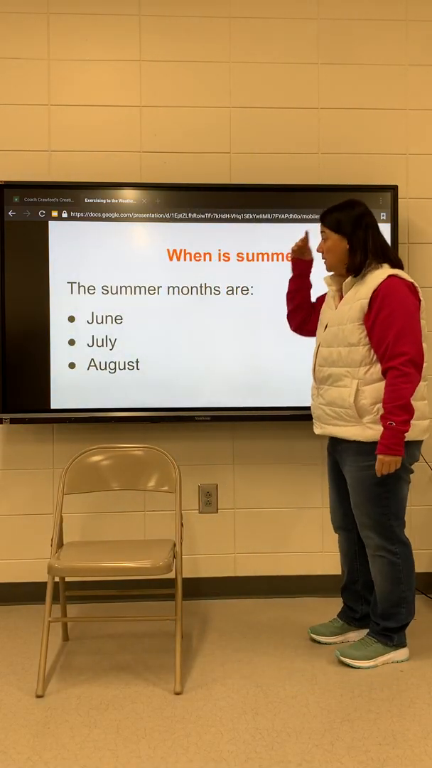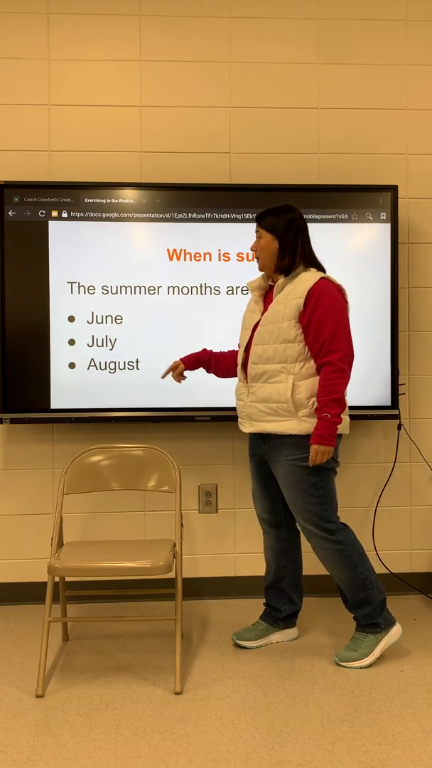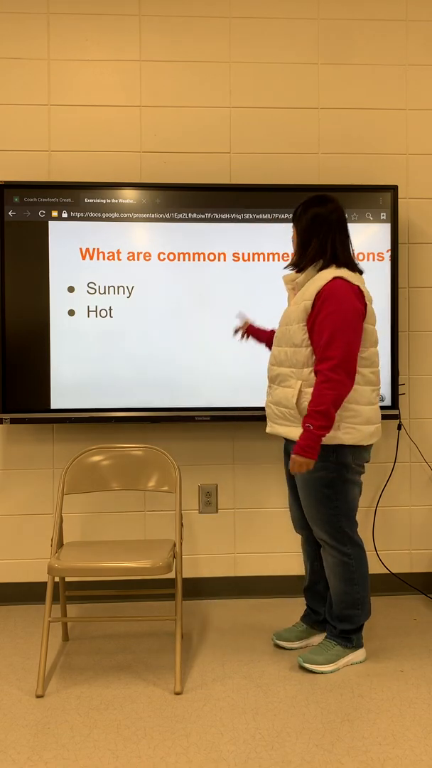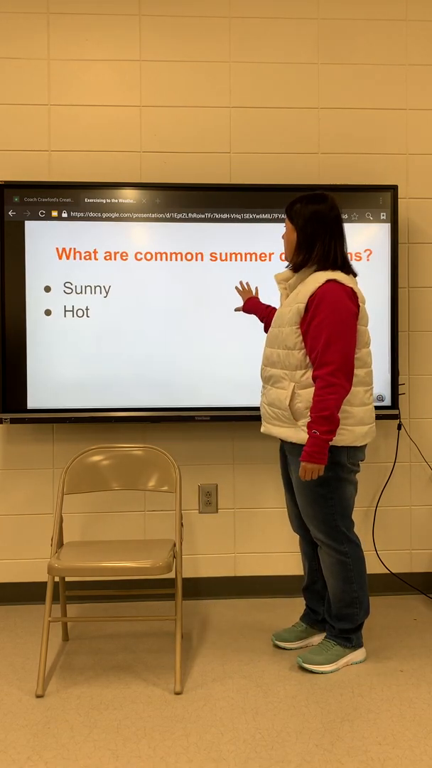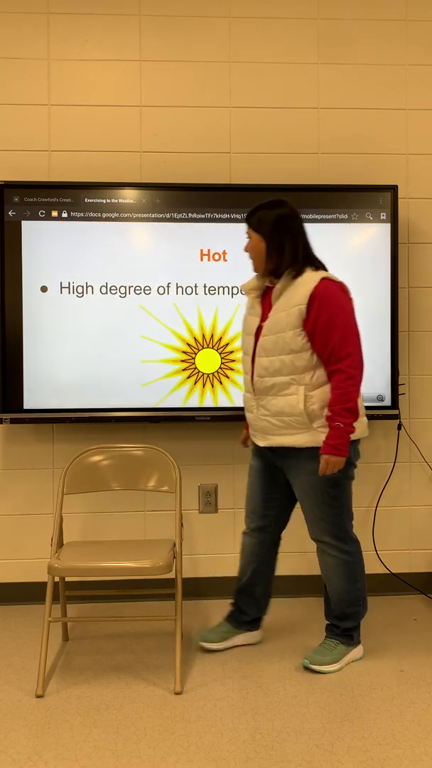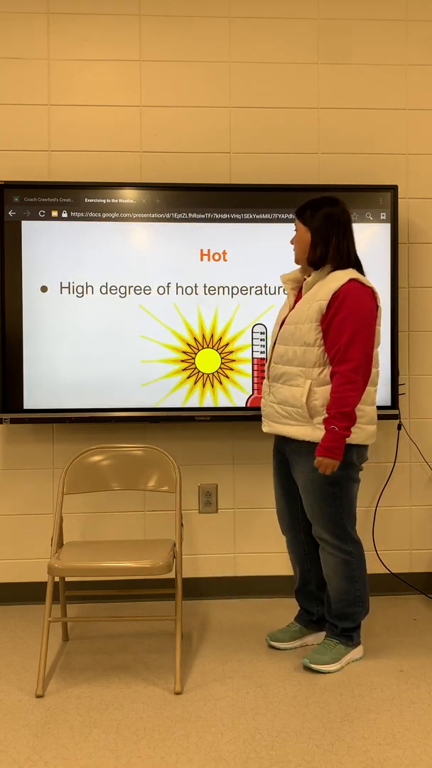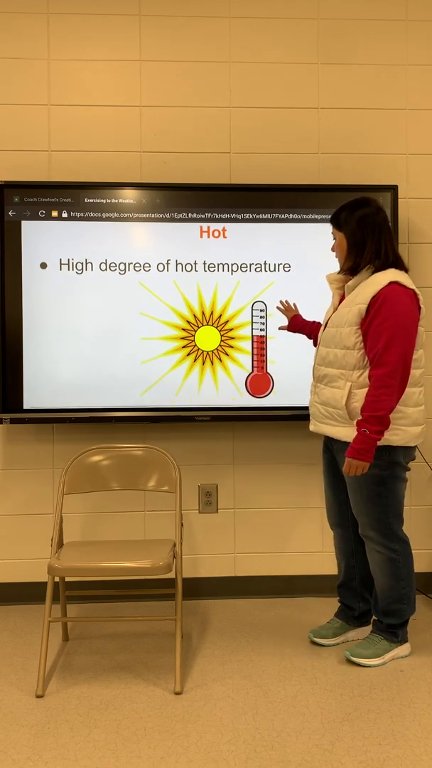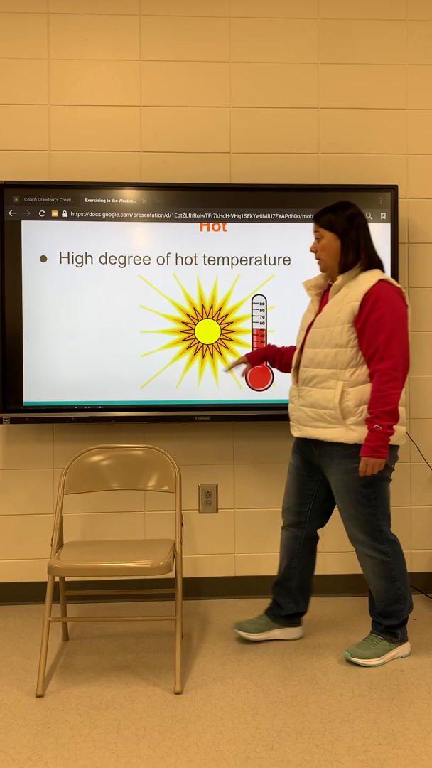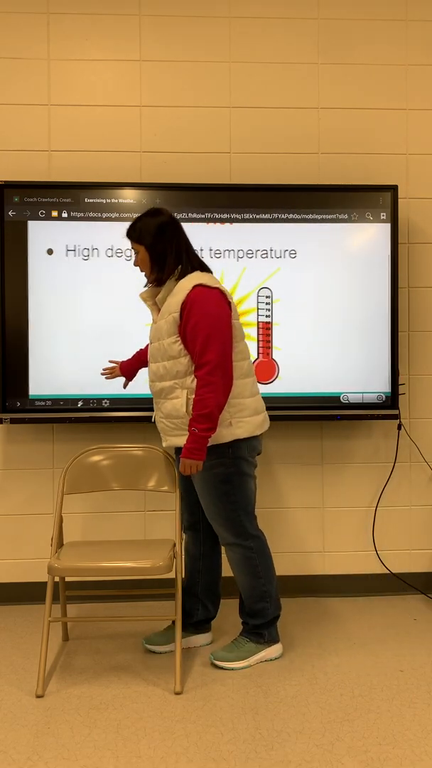When is summer? Summer months are June, July, and August. What are some common sunny summer conditions? Sunny and hot. So hot is a high degree of temperature. And this one says 50 degrees. 50 degrees is not that hot. It needs to be up there by 90. That's what's hot.